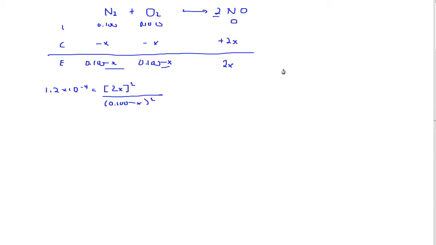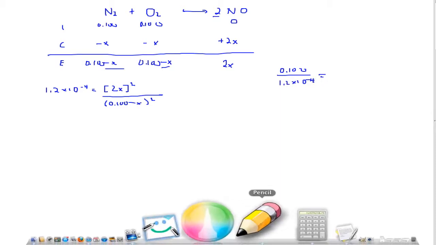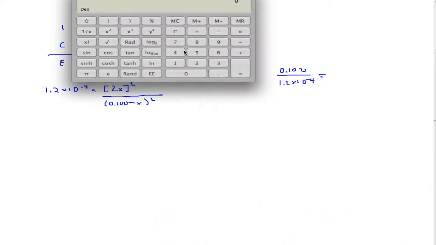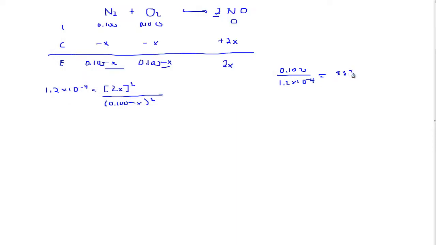So let's plug that in. The initial concentration, which is 0.100, divided by 1.2 times 10 to the negative 4 is equal to, and we'll plug that into the calculator, 0.1 divided by 1.2 times 10 to the negative 4 gives us 833. And obviously that's not greater than 1,000, which means that x is still significant. So what I'm going to do is I'm going to root both sides.